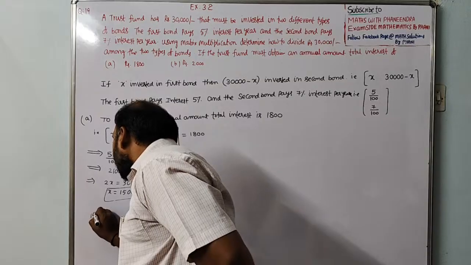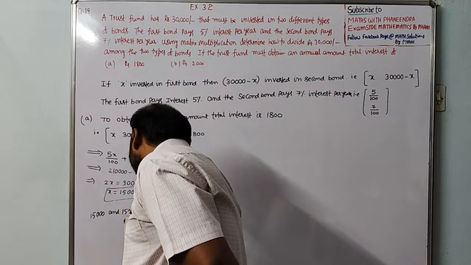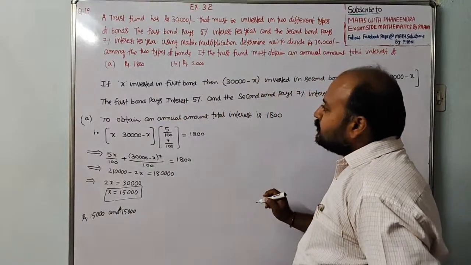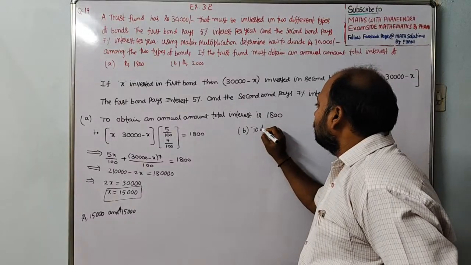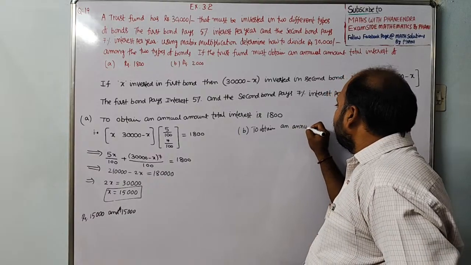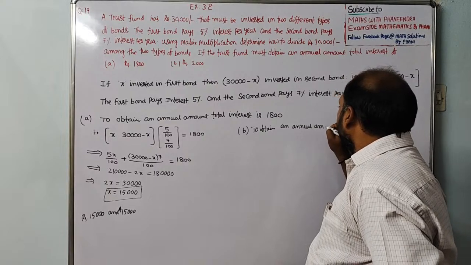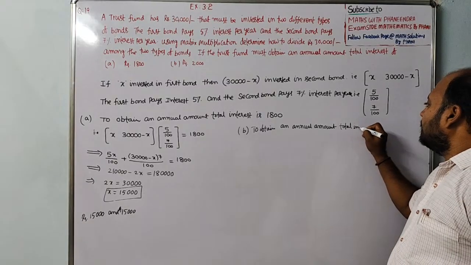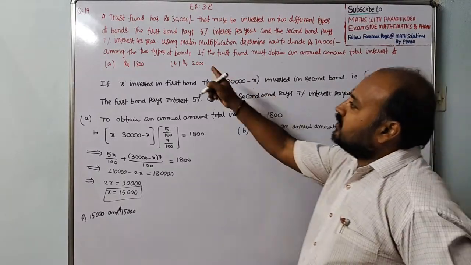So 15,000 and also 15,000 amount invested in both the cases, dear students. If we come to the second situation, to obtain an annual total interest of 2,000. Second case, I'm talking about this one.